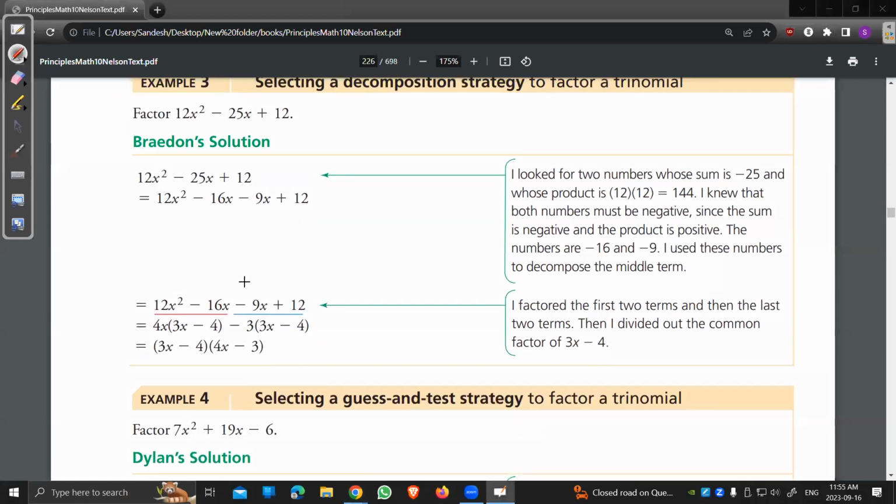Multiplies to negative 42, adds to 19. What are the numbers?